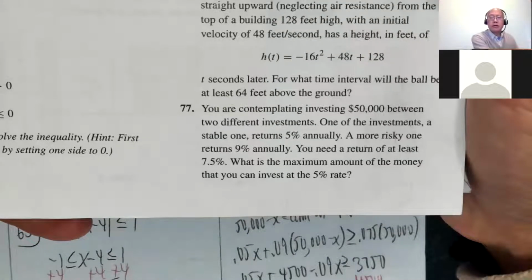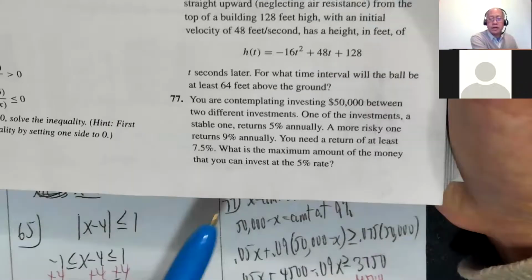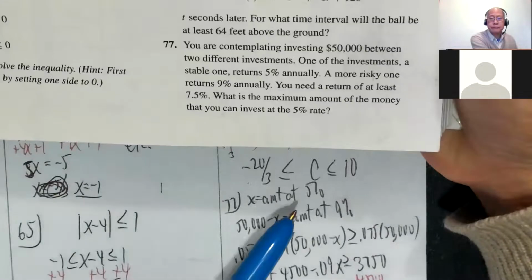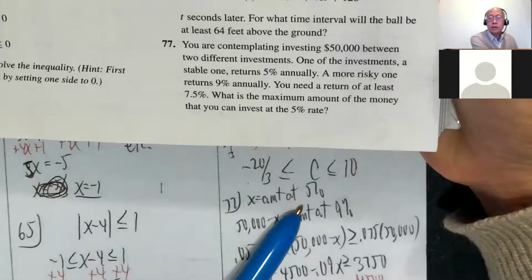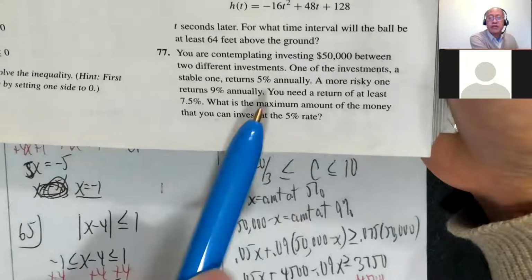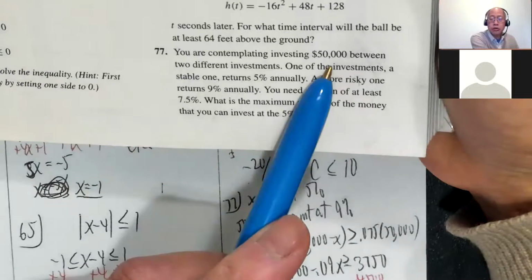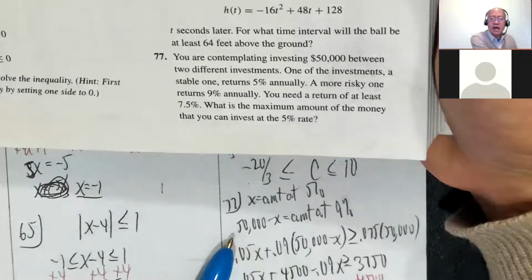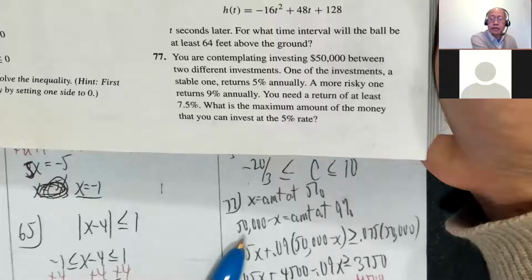Okay, you're ultimately looking for the amount of money at the 5% rate, so I call that X. So X equals the amount at 5%. Now, do you recall this trick in algebra? The amount that you invest has to be 50,000 total. So if one of them is X, the other is 50,000 minus X.